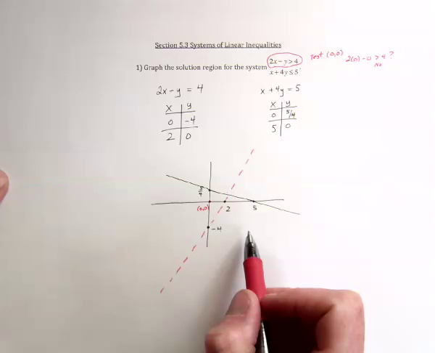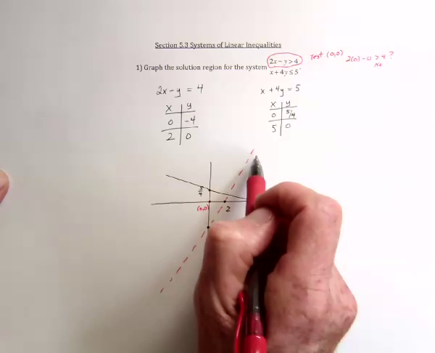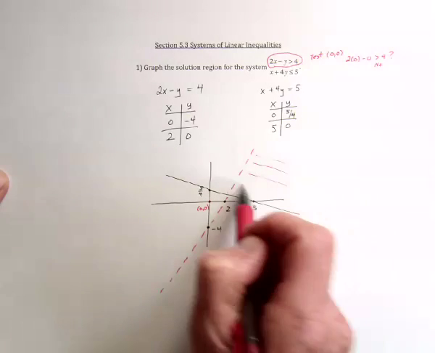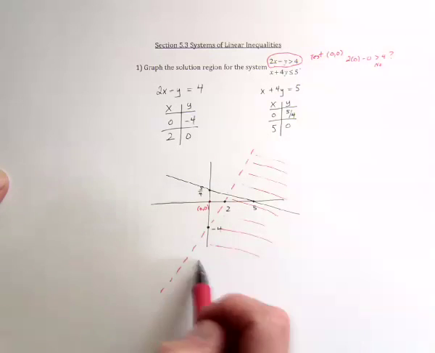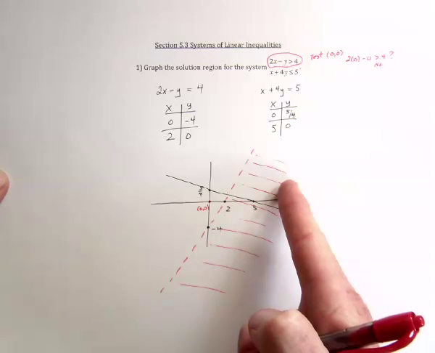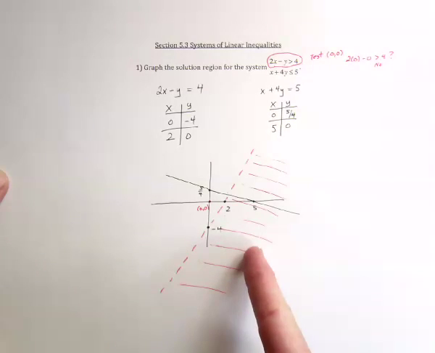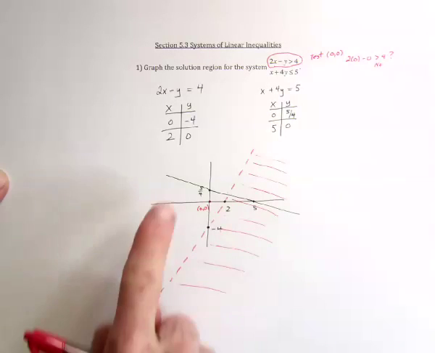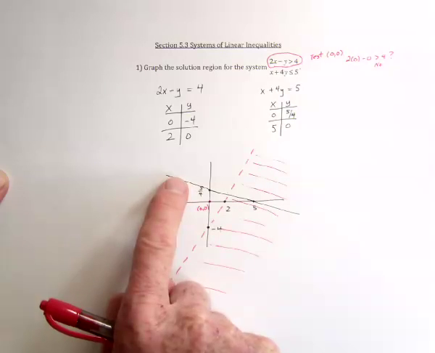The other side would make it true. So everything to this side of the dotted line is going to make the first inequality true. So now we basically got it narrowed down to 2 regions, this one or this one. And then to decide which the final answer is, we need to test for this line.